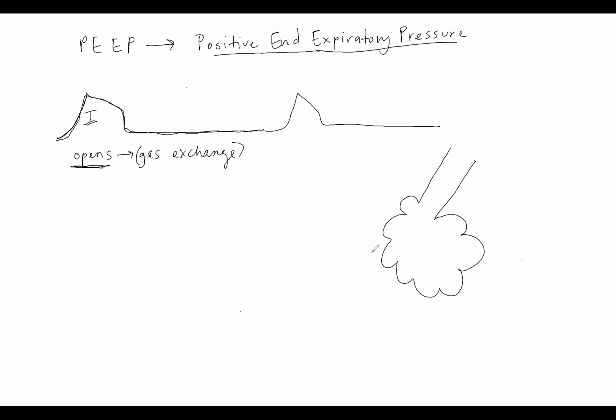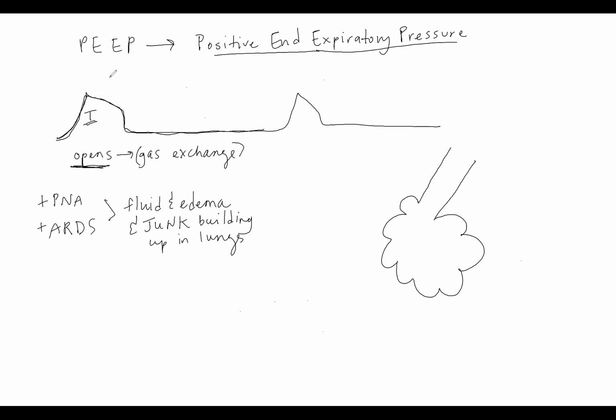Now, that's how alveoli work when somebody has healthy lungs. But if somebody is sick, let's say they've got pneumonia, let's say they've got ARDS, acute respiratory distress syndrome, what this looks like is lots of fluid and maybe edema and really a lot of infected looking junk building up in the lungs. When we talk about things building up in the lungs, when we talk about atelectasis, where that's starting to happen is really at the alveolar level.